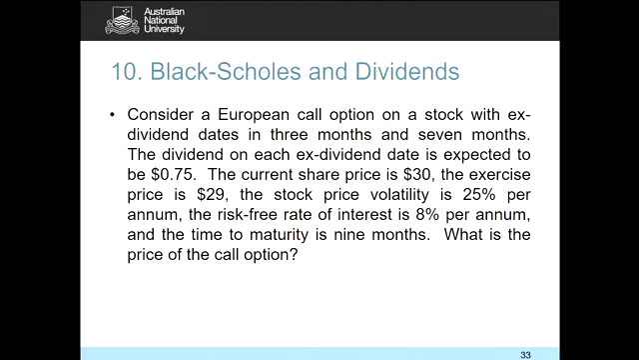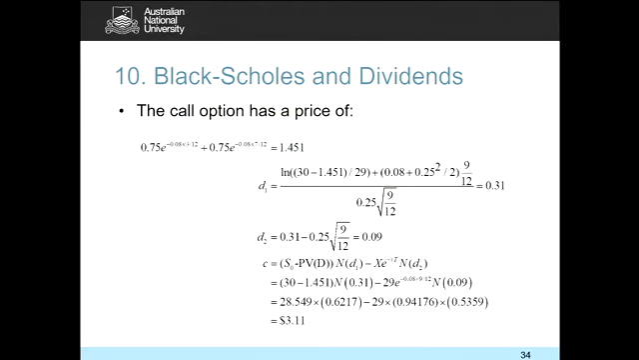Okay, so consider a European call option on a stock with ex-dividend dates, so that's the ex-dividend, that's what we care about, in 3 months and 7 months. The dividend on each date is 75 cents, share price is $30, X is 29, volatility 25%, risk-free 8%, and the life of the option is 9 months. What is the price of the call option?